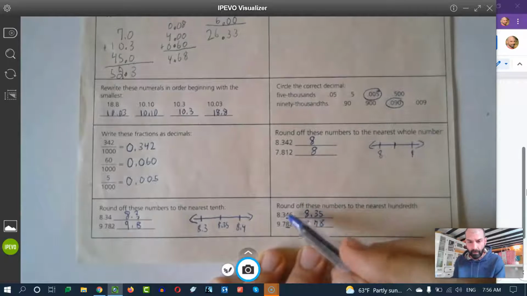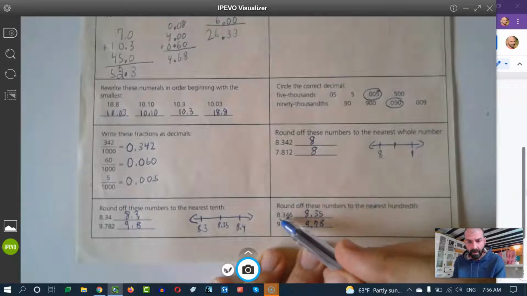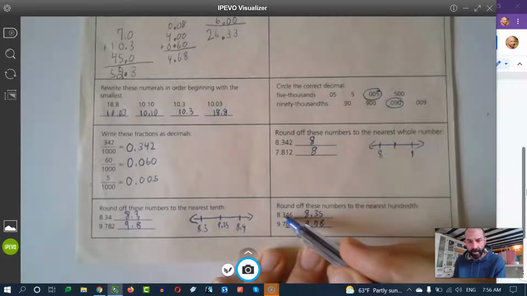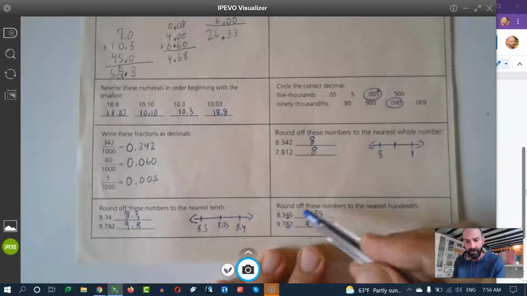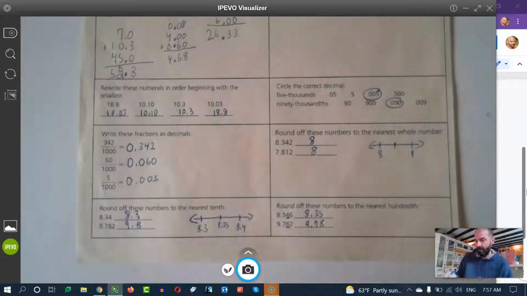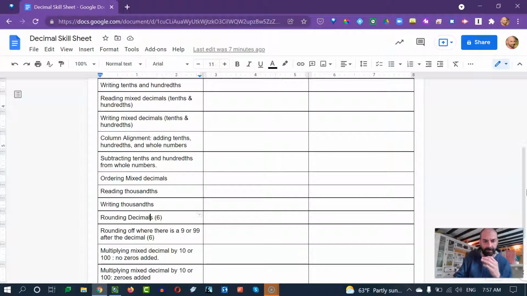So again, if I went back to explaining it like I did the first time, 8 and 346 thousandths is in between 8 and 34 hundredths and 8 and 35 hundredths. So it goes to 8 and 35. 9 and 782 thousandths, that's in between 9 and 78 hundredths and 9 and 79 hundredths. So those are the 6 that show the skill here. That's why I put that 6 there.